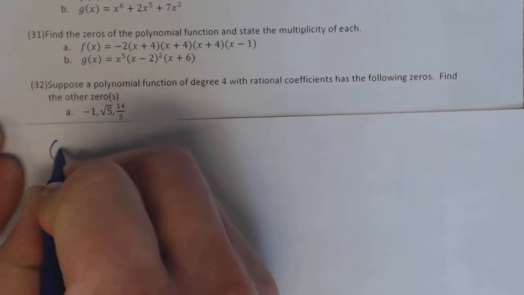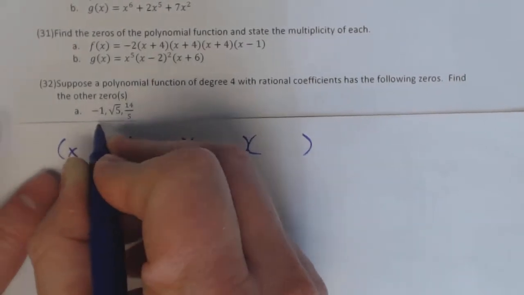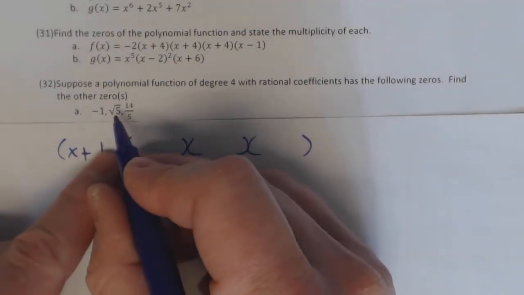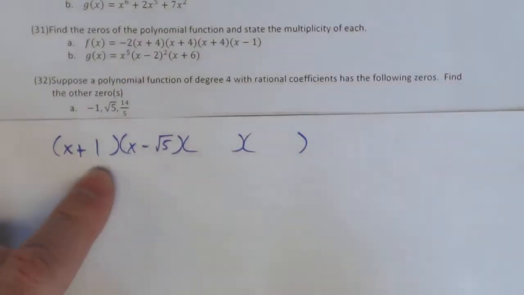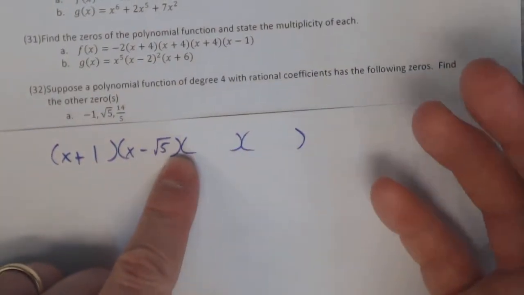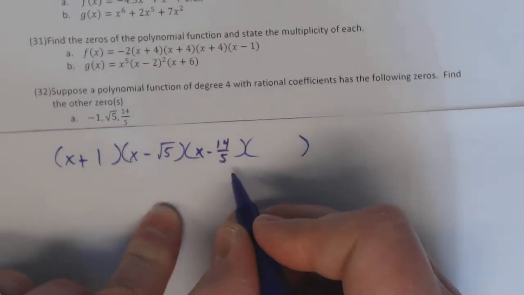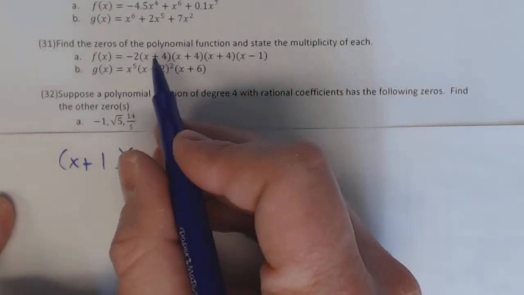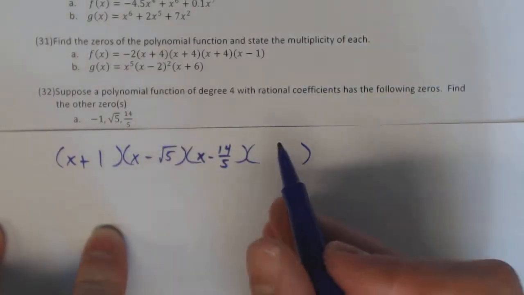So if you think about it, there would be 4 factors. If -1 is a 0, then x plus 1 is a factor. If the square root of 5 is a 0, then x minus square root of 5 is a factor. If 14/5 is a 0 of this function, then x minus 14/5 would be a factor. Right? Like from number 31, we're talking about the same way. What value would give me a 0 inside these factors? Well, these values give you zeros inside these factors. So what's the last one?